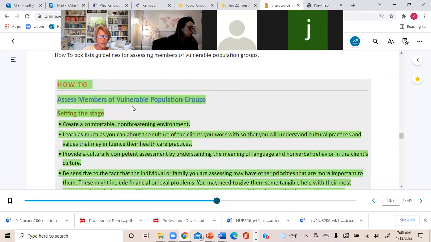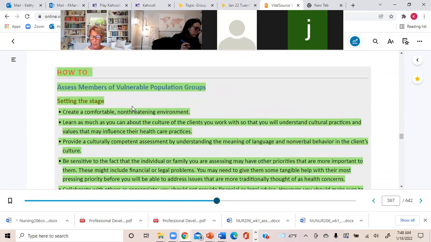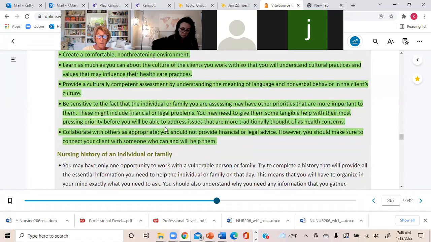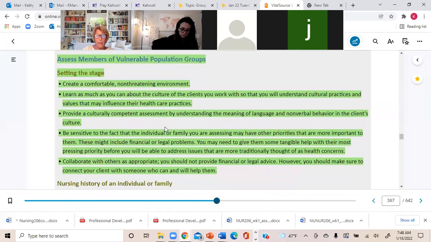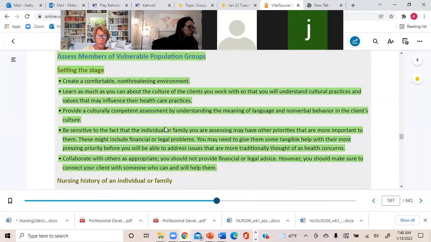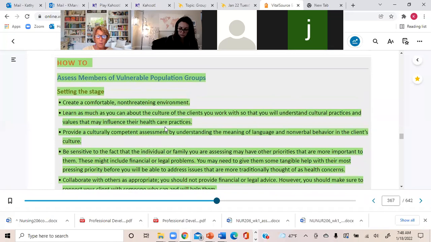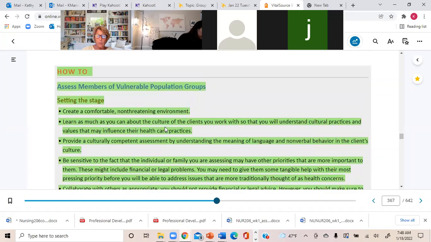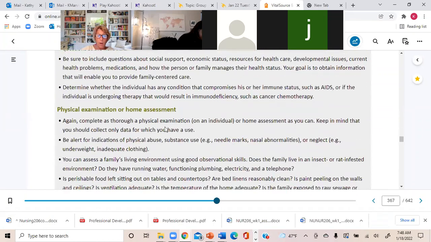This is a good box. It's on page 367, how to assess members of a vulnerable population. How do we do it? Create a comfortable, non-threatening environment. Learn as much as you can about the culture. So this how-to box is an excellent box.